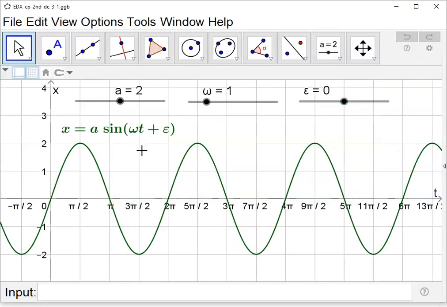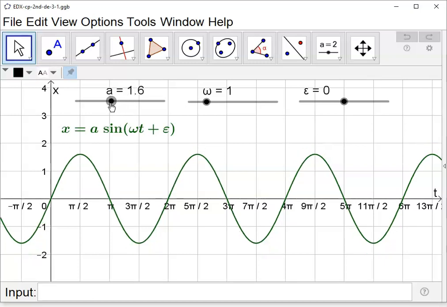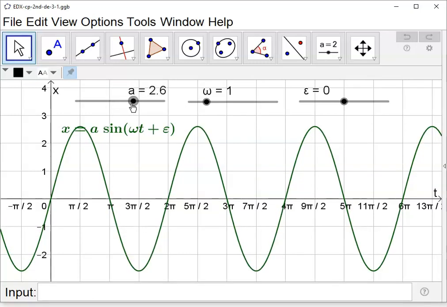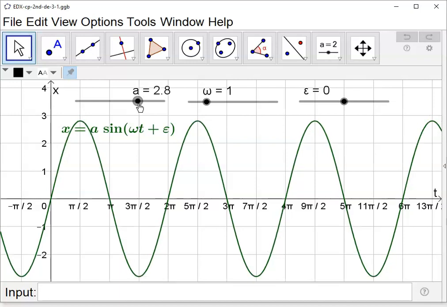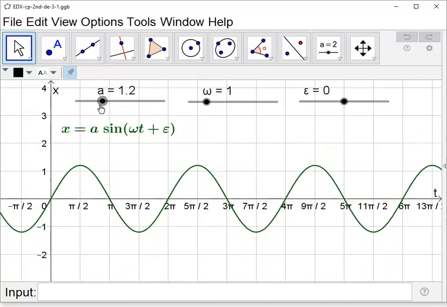So here we can see x equals a sine omega t plus epsilon, and at the moment I've set a to 2, omega to 1 and epsilon to 0. So we are currently looking at x equals 2 sine t. The amplitude A, as you would expect, determines the highest and lowest values of x.